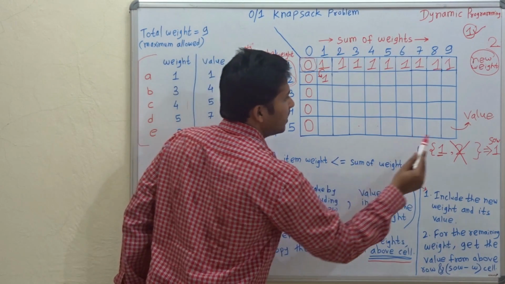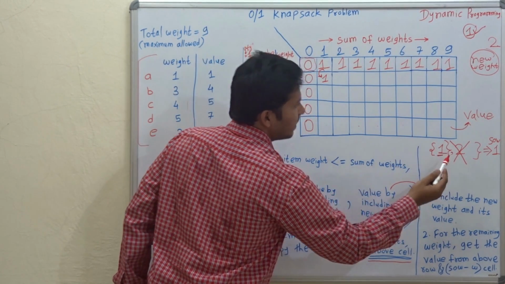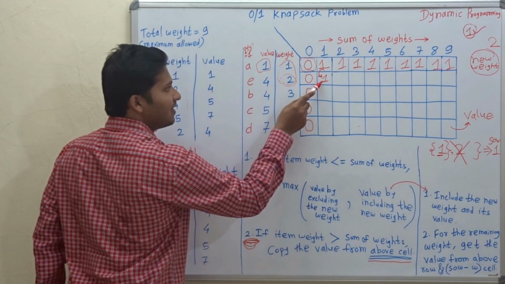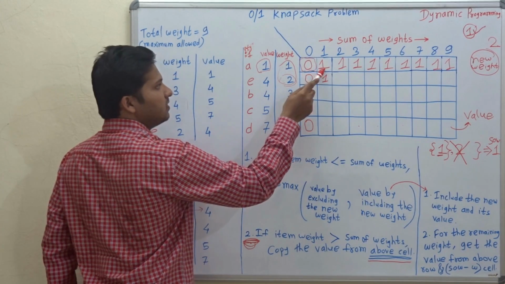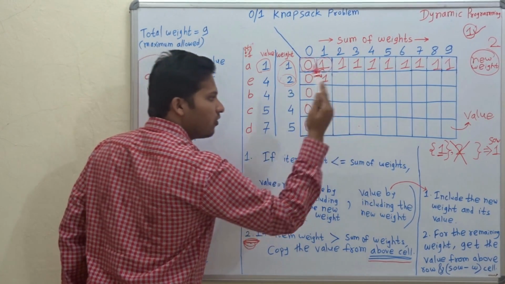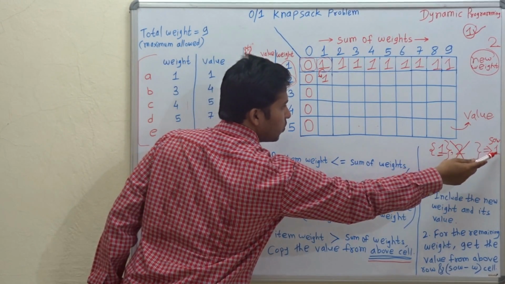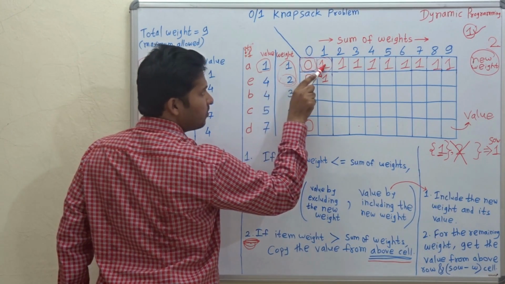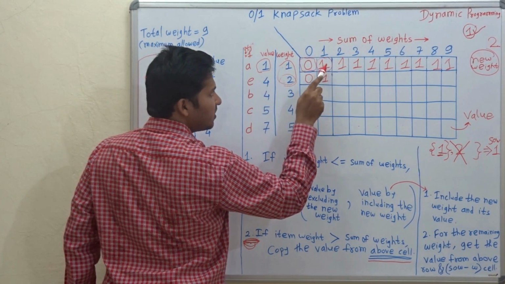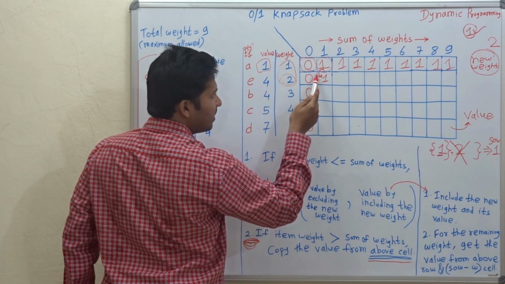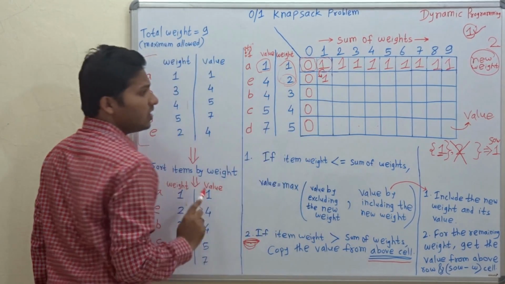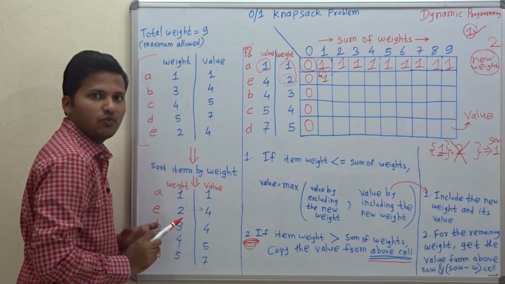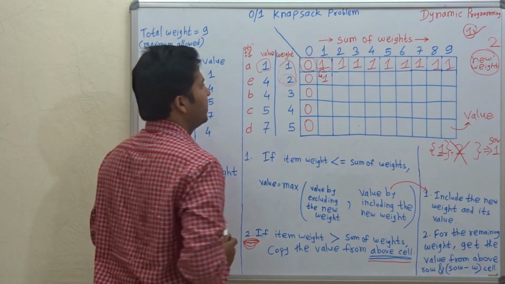So the problem is similar to forming the sum of weight equal to 1 by using only weight 1, which is the exact above cell. This cell gives us the answer for forming the sum of weight equal to 1 by using weight 1. By using weight 1, you can form the sum of weight 1 and the value generated is 1, which is why we are directly copying this value here, because 2 cannot contribute in forming the sum of weight equal to 1. Let's go ahead now.